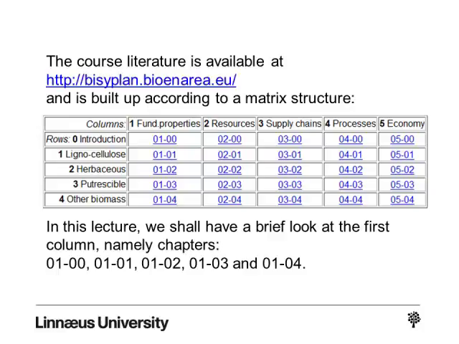What we will do today is that we shall cover a column, the first column, the one about fundamental properties, and we shall have a very brief look at the chapters 0100 through 01004 and outline a little bit of what are the fundamental properties of different types of biomasses, why are they such as they are, and how does that affect the biomass itself.